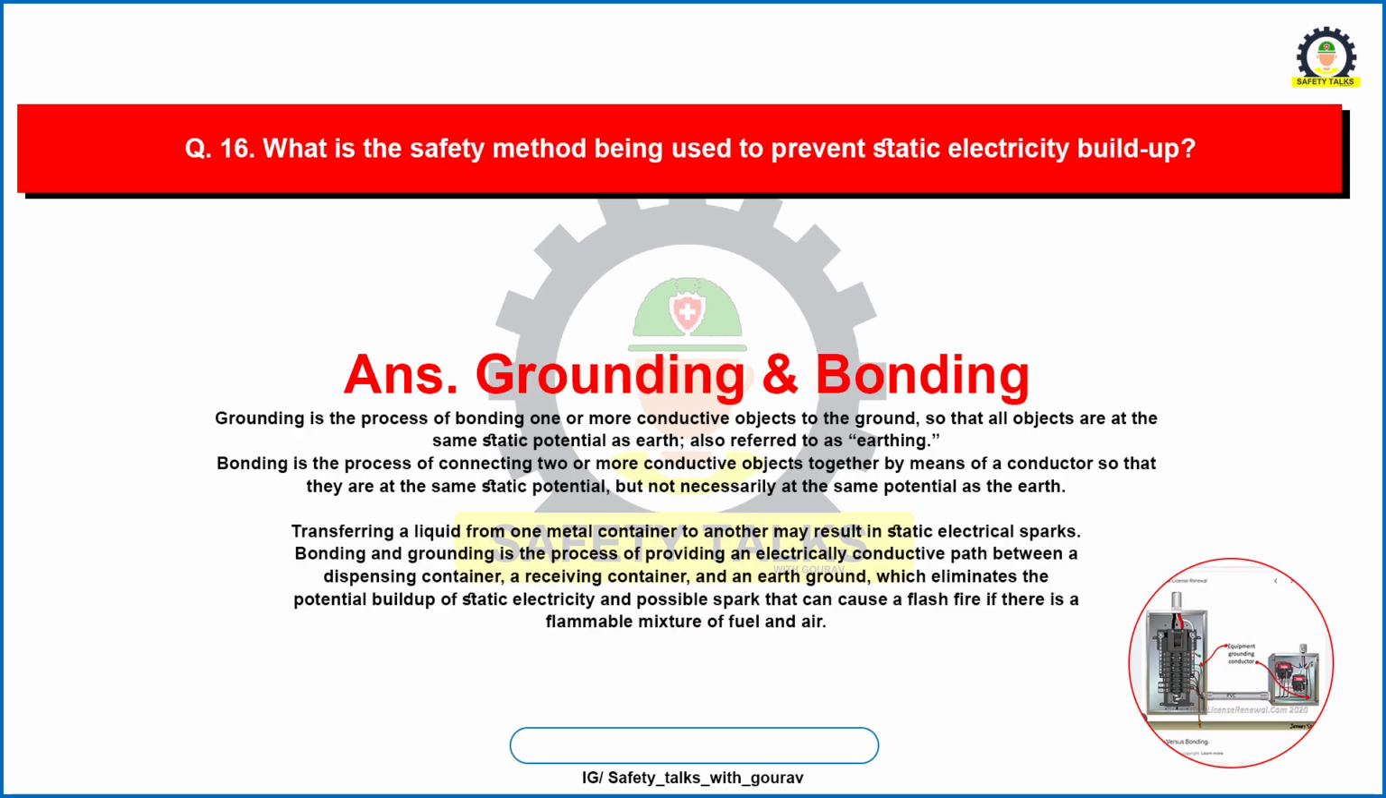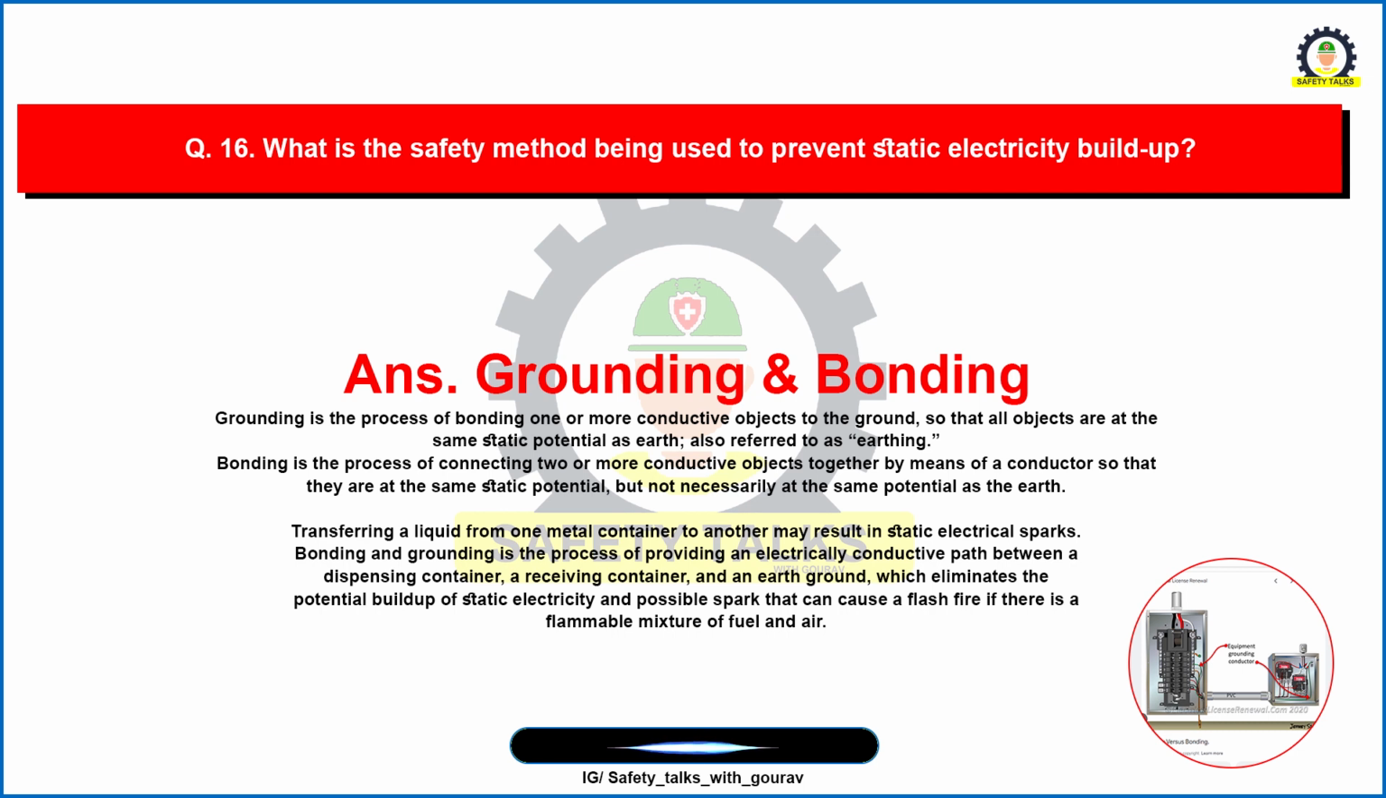So next question goes like, what is the safety method being used to prevent static electricity buildup? So what is the safety method? So the answer will be grounding and bonding. Why is grounding and bonding the safety method used to prevent static electricity? Because grounding is the process of bonding one or more conductive objects to the ground so that all objects are at the same static potential as earth, also referred to as earthing.